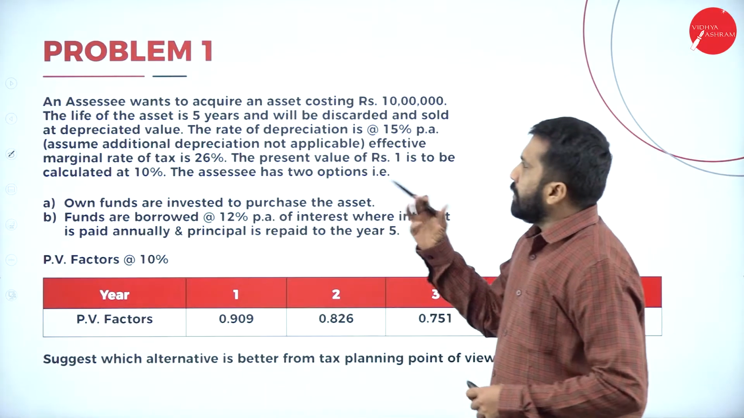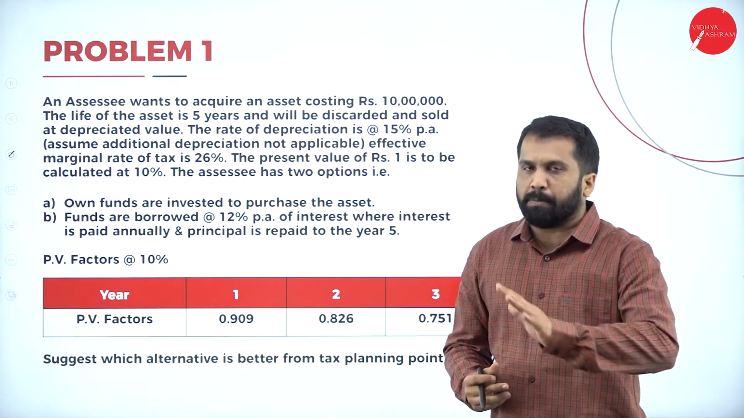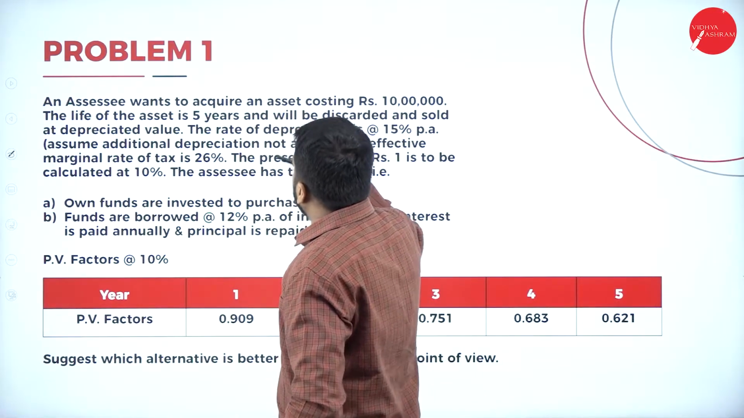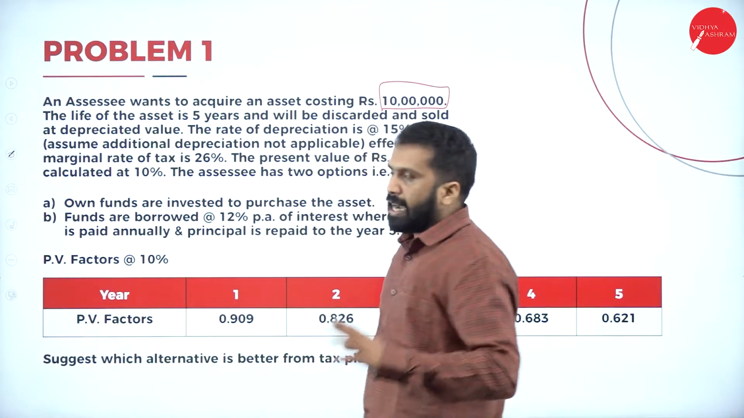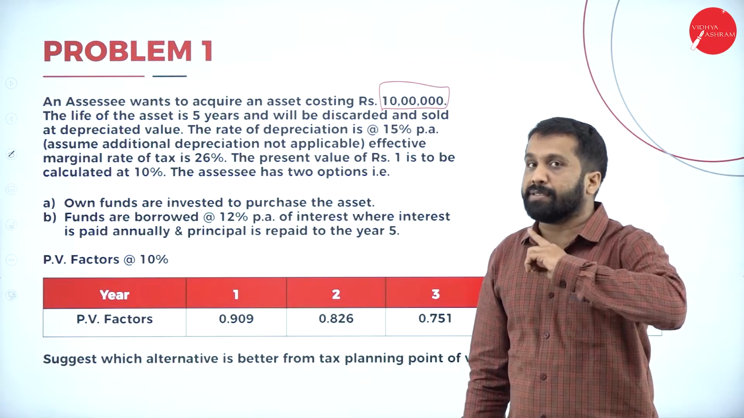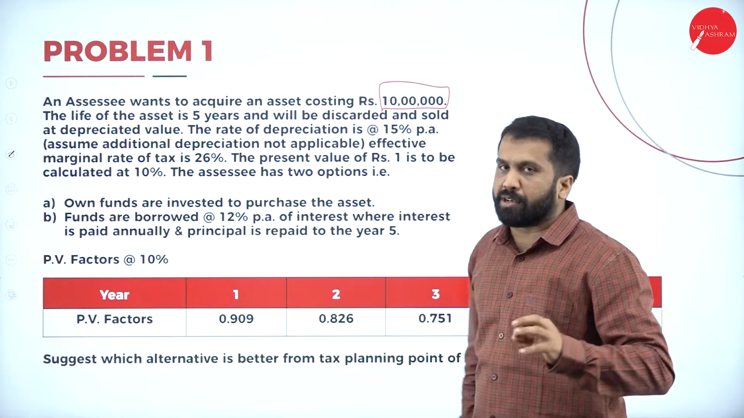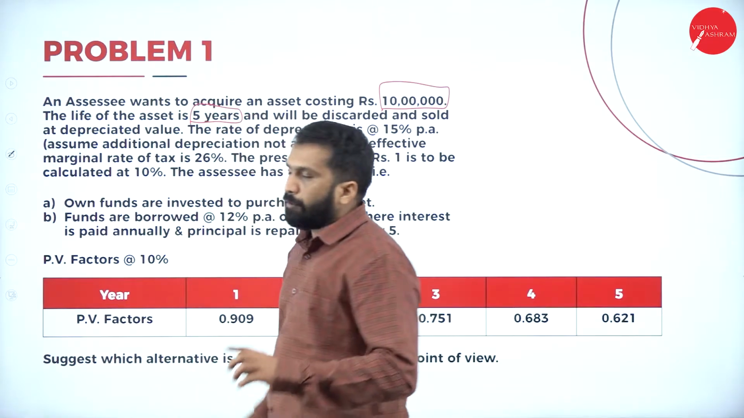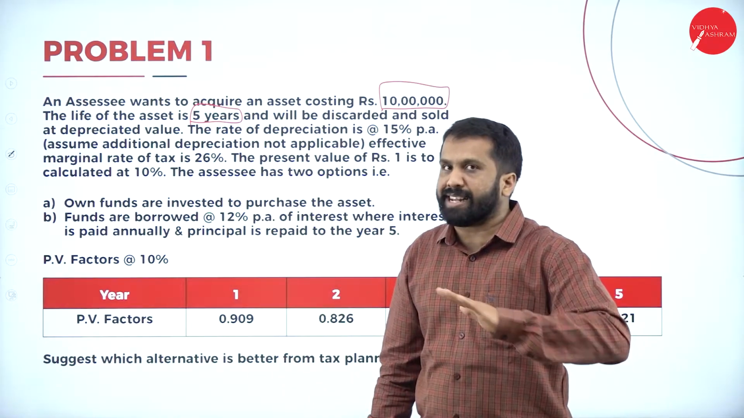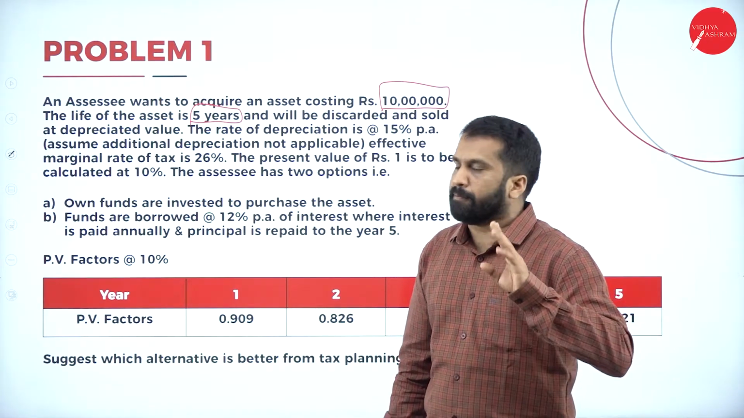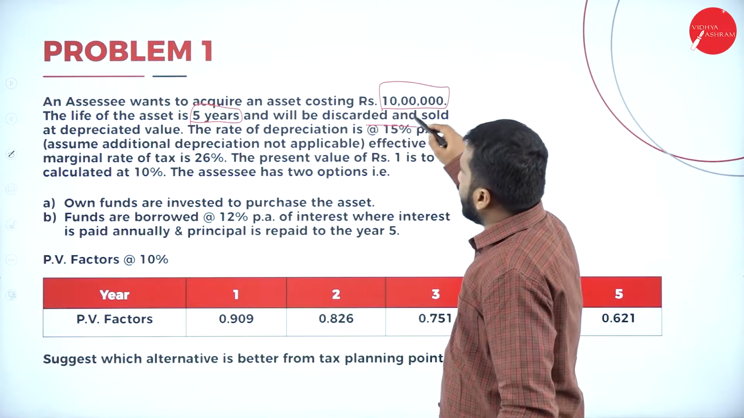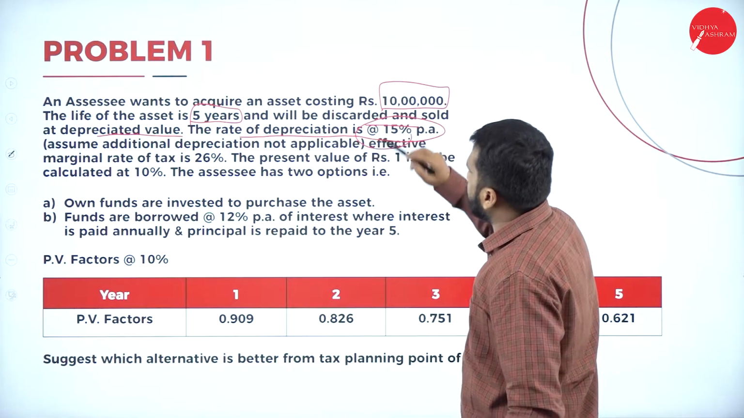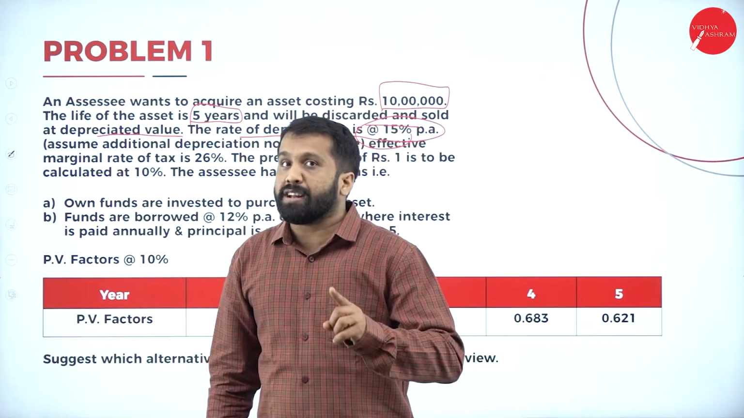Now, this is your problem number 1. I'll explain it as simply as you can understand. The assessee wants to acquire an asset costing rupees 10 lakh. I gave you the example of a mobile at 50,000; now you want to purchase an asset worth rupees 10 lakh. The life of the asset is 5 years. After 5 years, the asset will not exist, the value will be zero. It will be discarded and sold at depreciated value. The rate of depreciation is 15%.